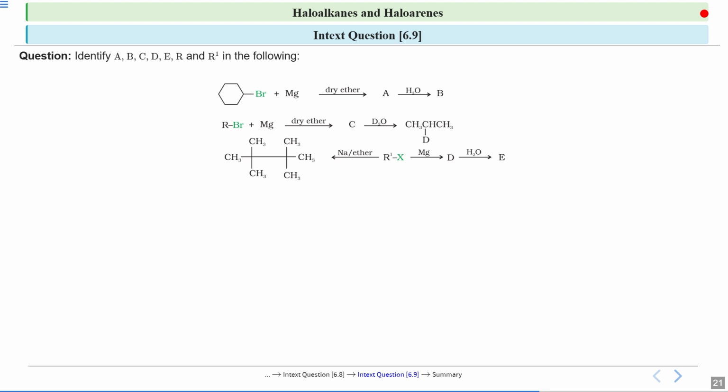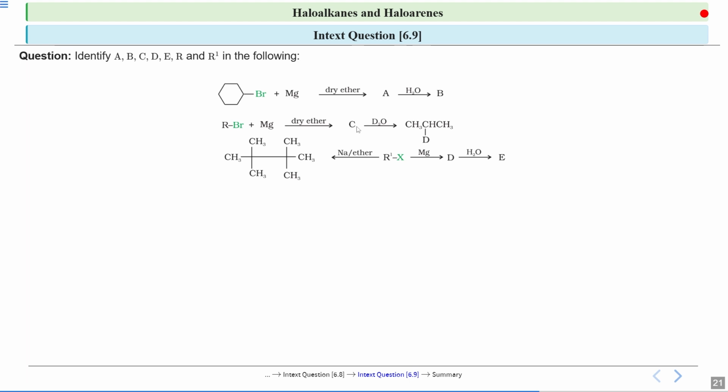Okay, let's solve another in-text question, which says to identify A, B, C, D, E, R and R1 in the following. We have been given these reactions where bromocyclohexane reacts with magnesium in the presence of dry ether, giving you product A. You have to identify what A is. Then when A reacts with water, you get product B. You also have to identify B. When RBr, that is an alkyl bromide, reacts with magnesium in the presence of dry ether, you get product C. So you have to identify R and C.